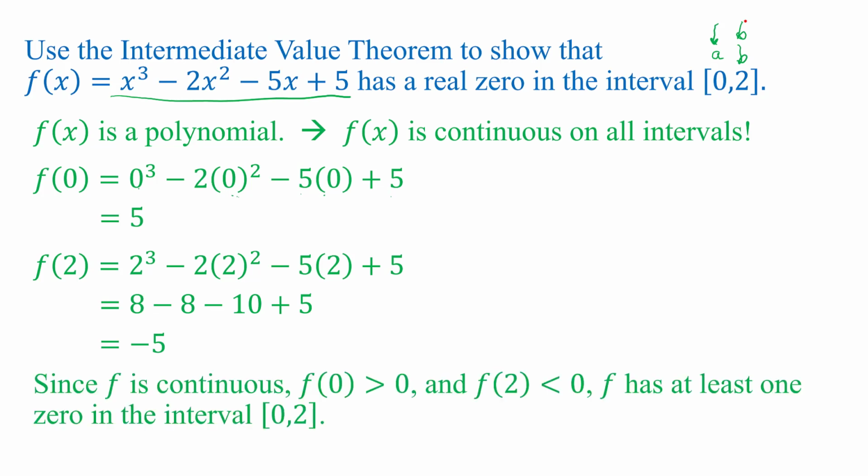Okay, looking good. Since f is a continuous function, and since f of 0, which is equal to 5, is greater than 0, and f of 2, which is equal to negative 5, is less than 0, then by the intermediate value theorem, f has at least one 0 in the interval [0, 2].